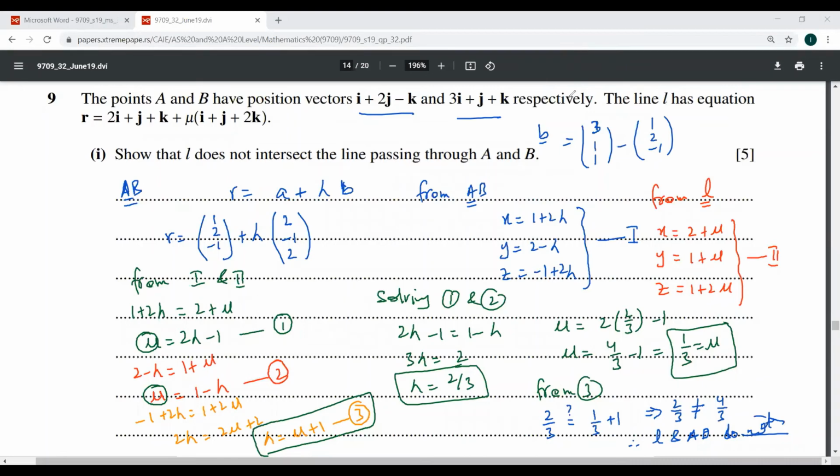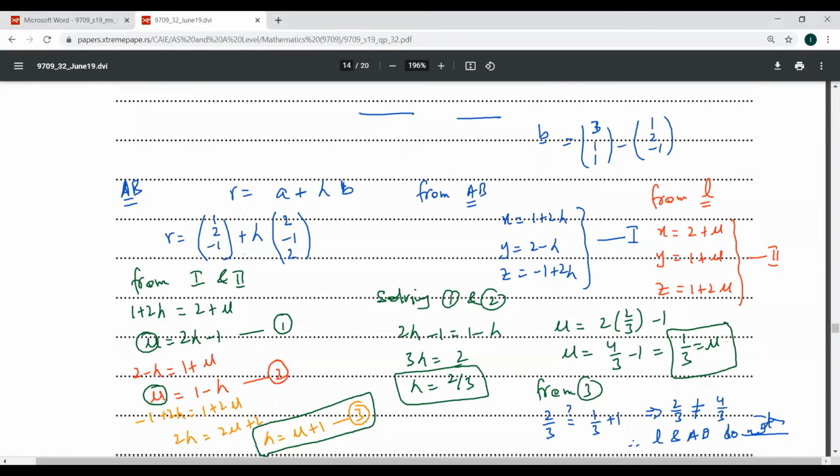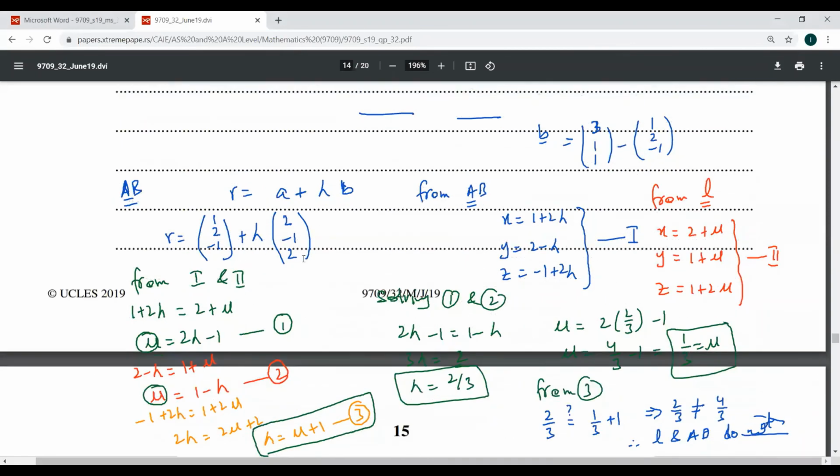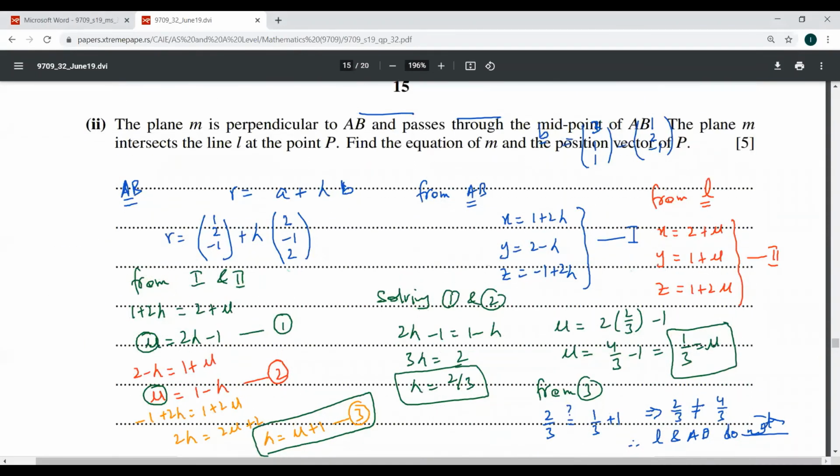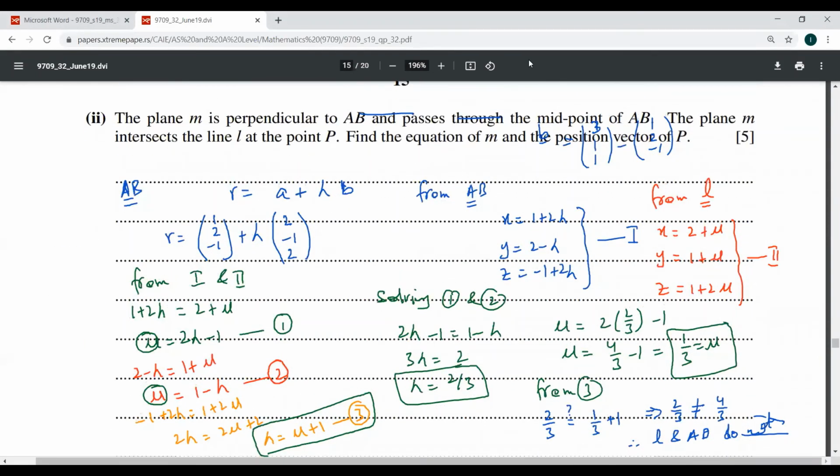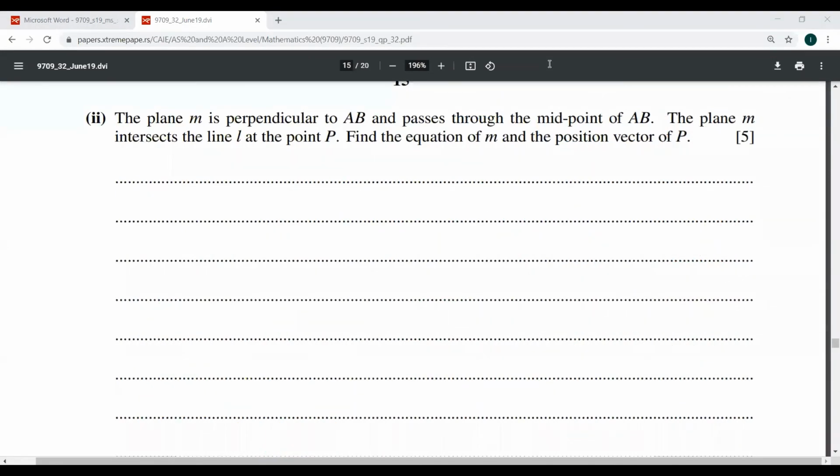Any question, Vichu, from this ninth question here? Okay. So look at its second part. The second part is no more a part of your syllabus because this involves the plane thing over here. Planes have been removed from your syllabus. Okay.